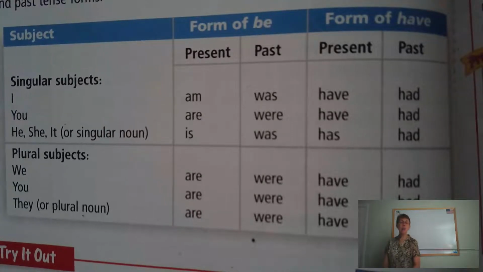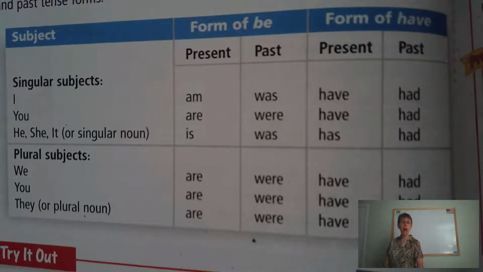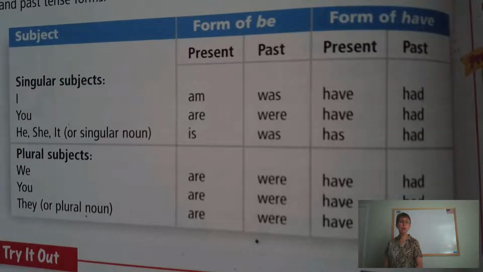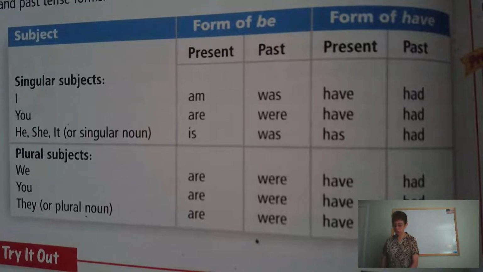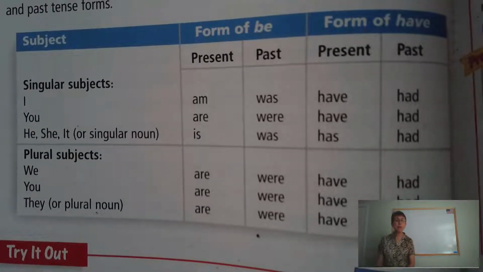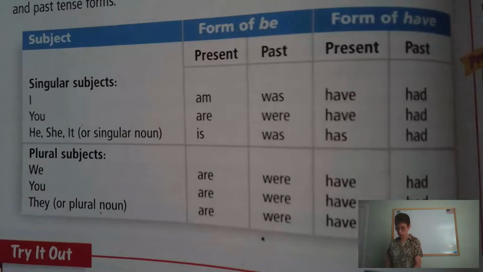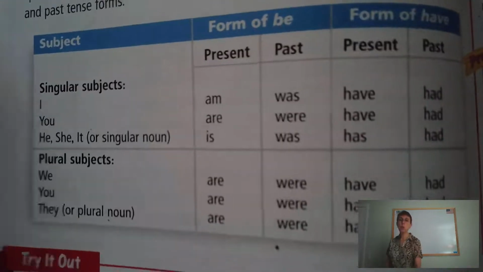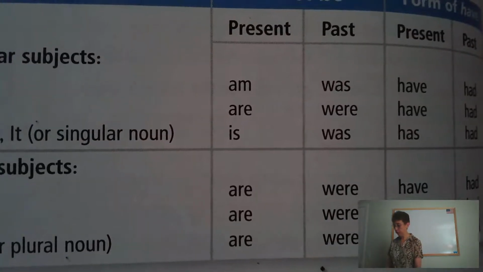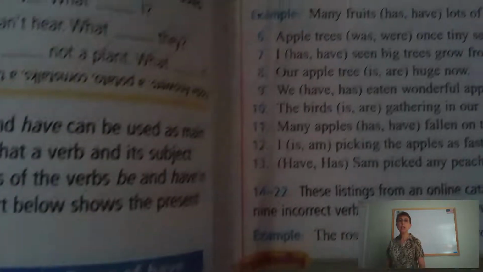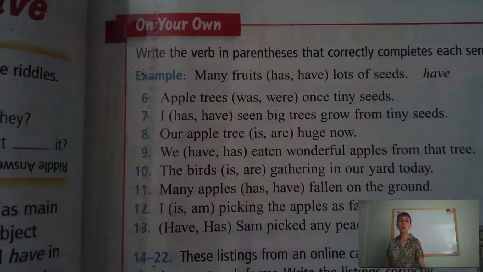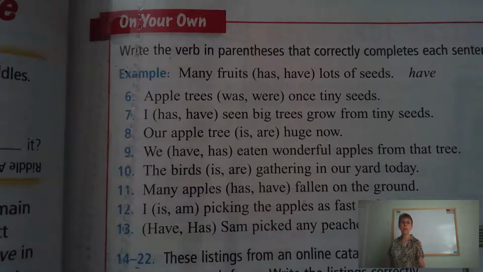Forms of have, for each of them, we use have. We have some extra books, you have some extra books, they have some extra books. And then in the past, we use had for each of them. We had fun, you had fun, they had fun. All right, let's go to the top of page 115 and see about using those verbs in these sentences.